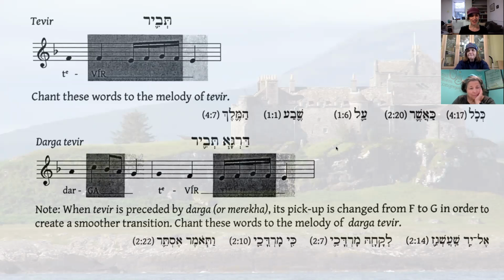Okay. Dargah doesn't actually change much from trope to trope because it's steps. Dargah Tevir. So all right, let's trade Dargah Tevir snippets. I can't remember who started last. So whoever didn't start last, start here. Elyad. I'll start. Elyad. Shashkaz.